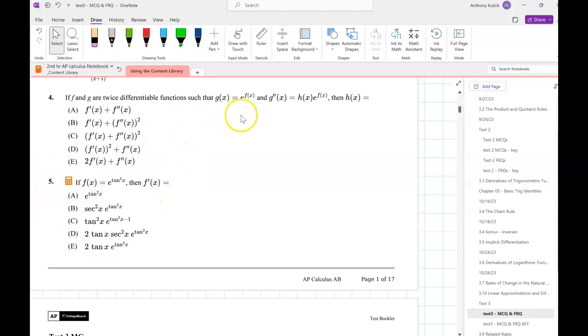And then he said, okay, well, this is what I'm trying to figure out, h of x. I know g double prime is the same as h of x times e to the f of x. So he replaced his g double prime with h of x times e to the f of x, and then divided both sides by e to the f of x. And h of x equals f double prime plus f prime squared, which is the correct answer. That's exactly what you should do.